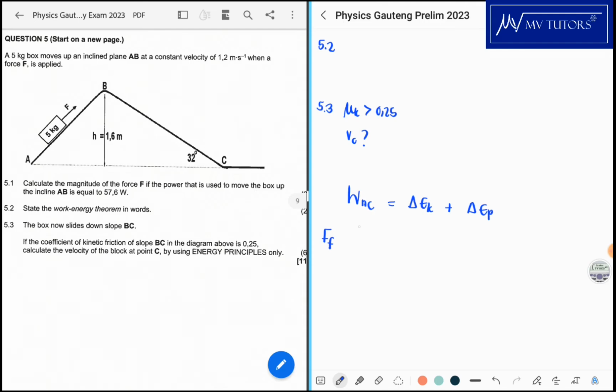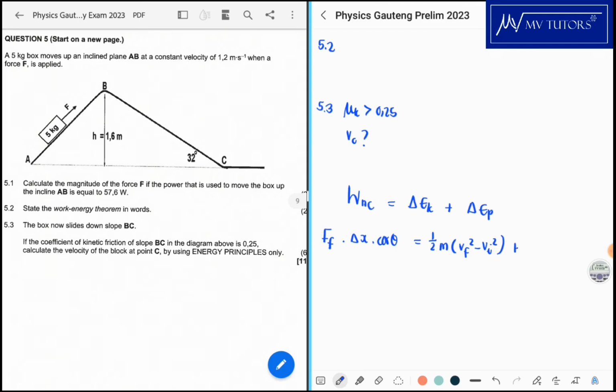Remember, work is force times delta x times cos theta. And then the change in kinetic energy, we have half mv squared, but we have final velocity squared minus initial velocity squared. Please do not do this. It's not the same, okay? Please, please. All right, so that is the change in kinetic energy.